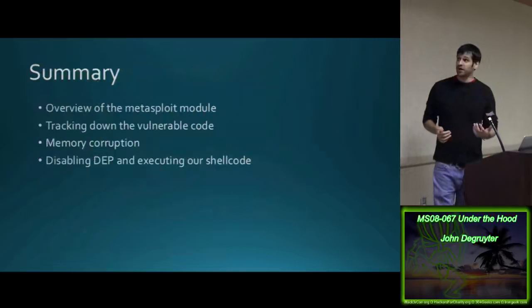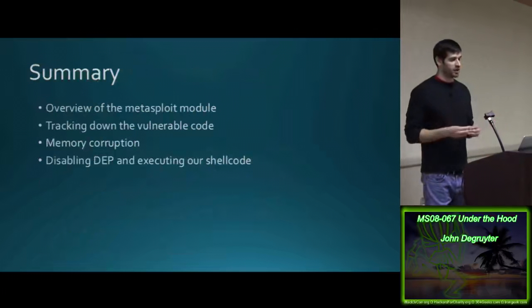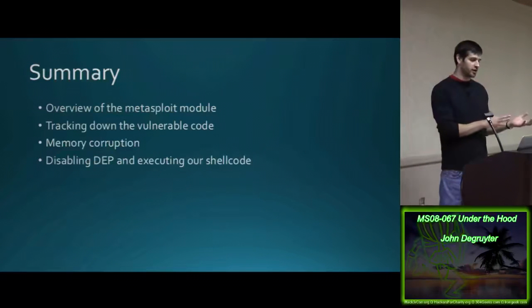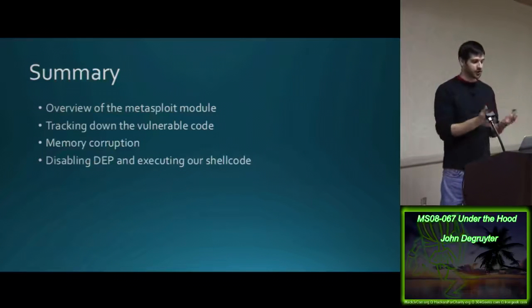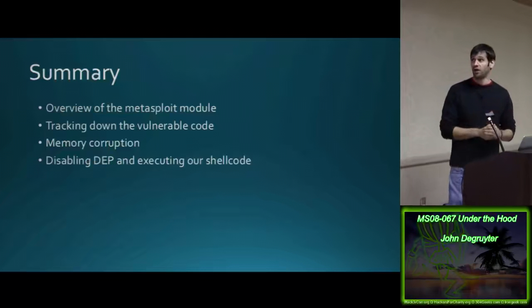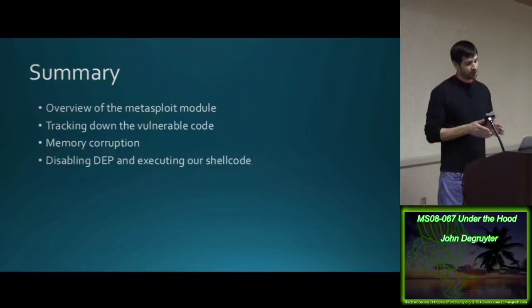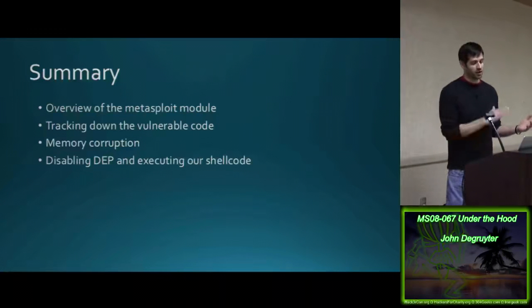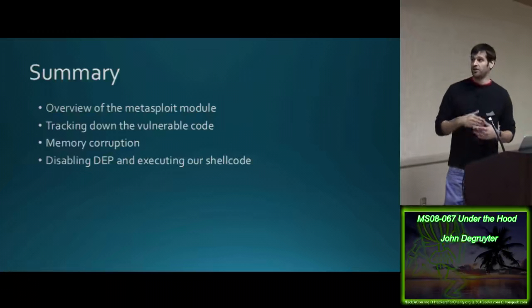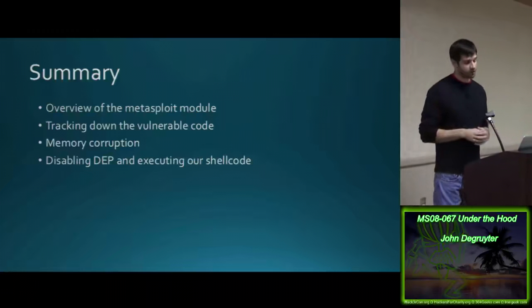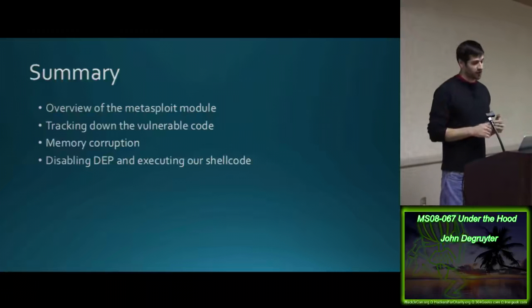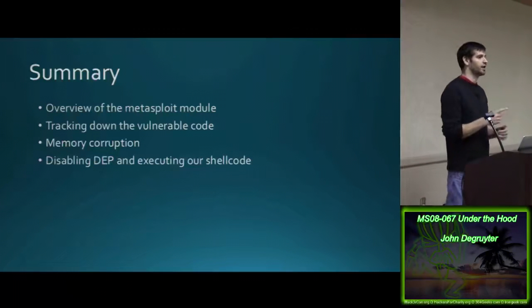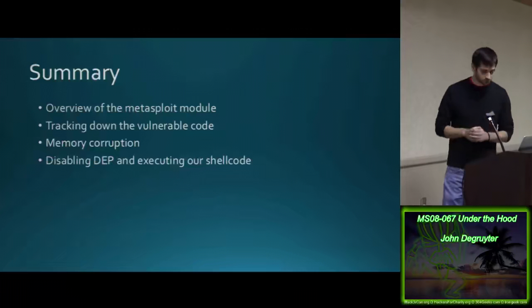So what did we talk about today? We talked about an overview of the Metasploit module, different information we pulled from it, and then we looked at a target system, looked at the memory, tracked down the vulnerable code. We watched the actual memory corruption, and we watched it as it overwrote the stored instruction pointer, and then we had control, and we could point it wherever we want. Then we jumped to the disable NX function and turned off DEP, and then we went to a call ESI and then got to our shellcode.